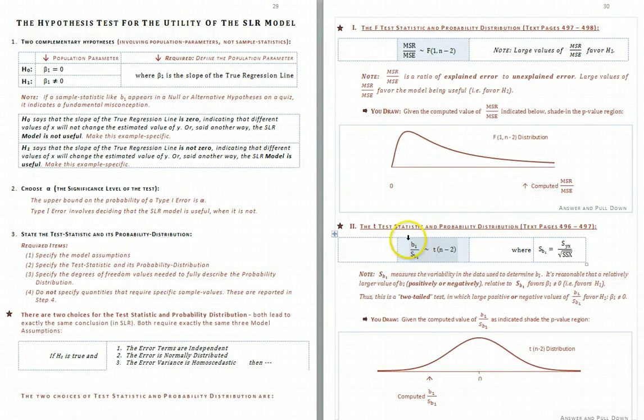The T statistic is B1 over SB1. Large positive values of B1 over SB1 or large negative values of B1 over SB1 favor the conclusion that beta 1, the slope of the true regression line, is different from 0. That is, favor the conclusion that the model is useful. In simple linear regression, the T statistic has, if the model assumptions hold, a T distribution with n minus 2 degrees of freedom.